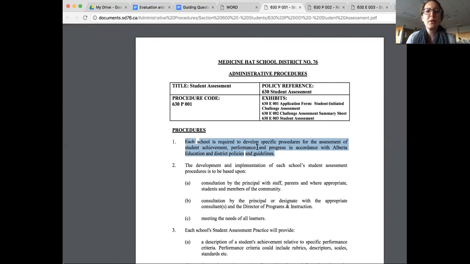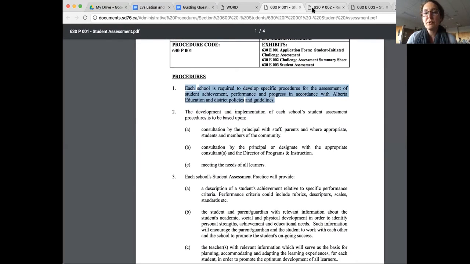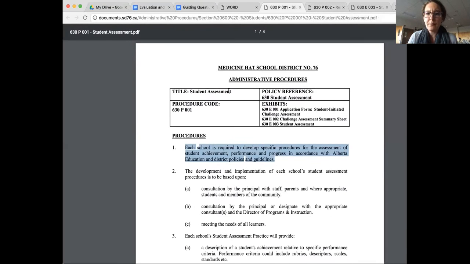Each school is required to develop specific procedures for the assessment of student achievement. That goes back to our district reporting, which is really interesting because as we move towards things like FreshGrade and PowerSchool and outcomes-based reporting, we have to make sure that we're following the regulations set out within the School Act, as well as within our own district policy. This section talks about that.